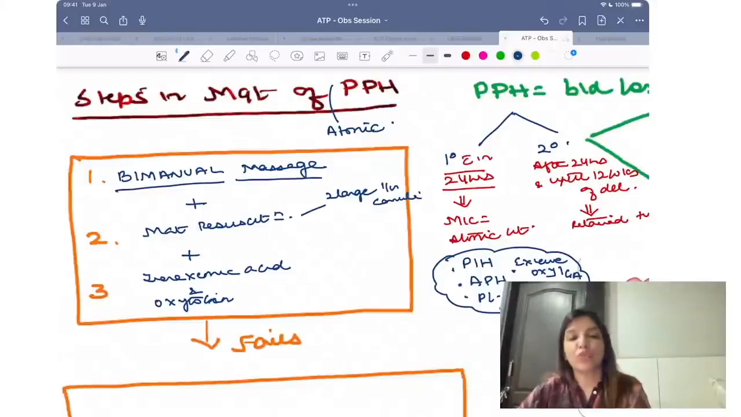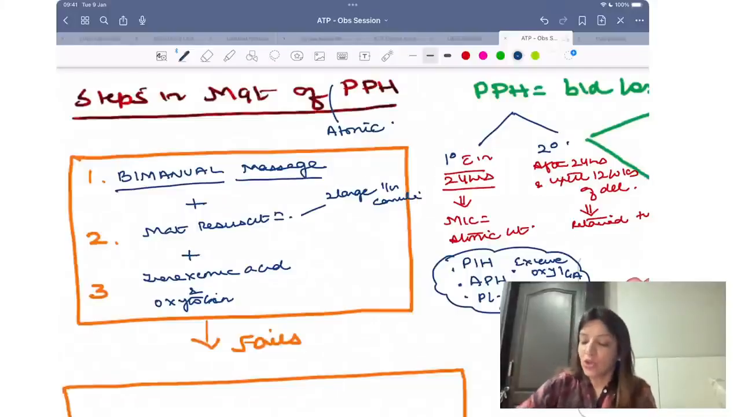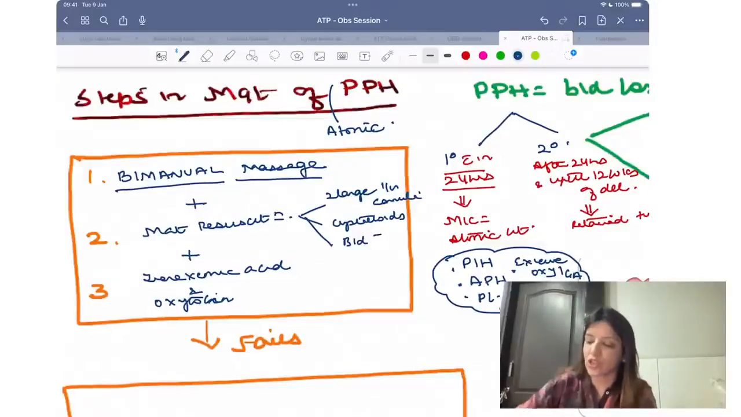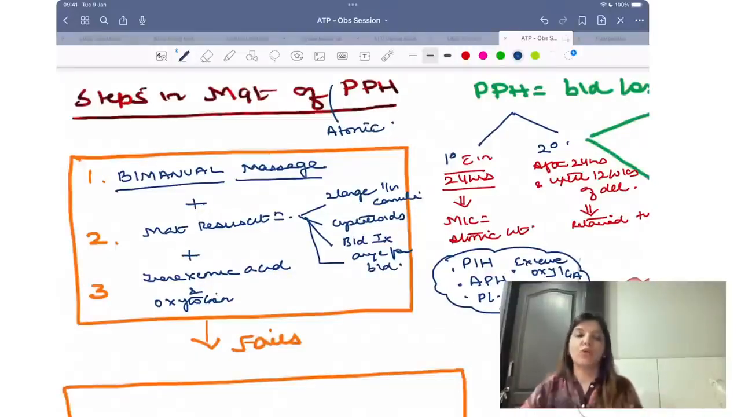That is cannula number 14 and cannula number 16. You are going to start with crystalloids. You are going to send all blood investigations. You are going to arrange for blood. All these steps I am going to do, and simultaneously tranexamic acid and oxytocin.